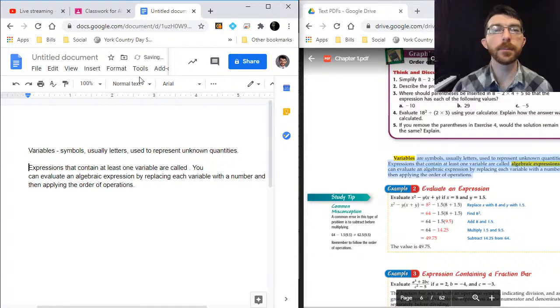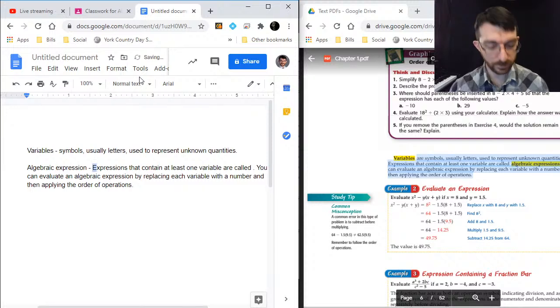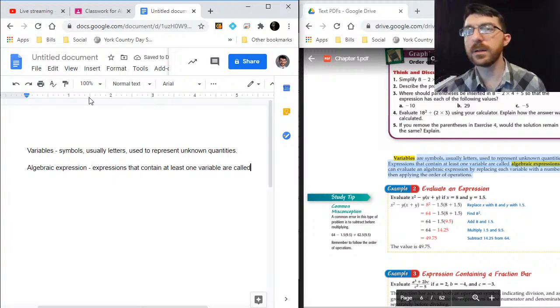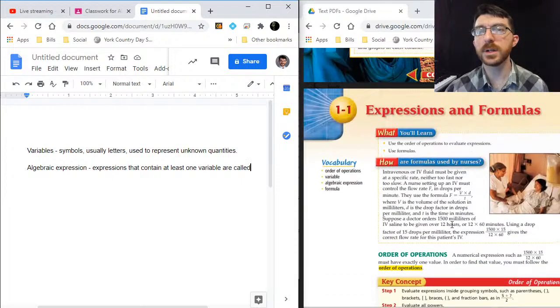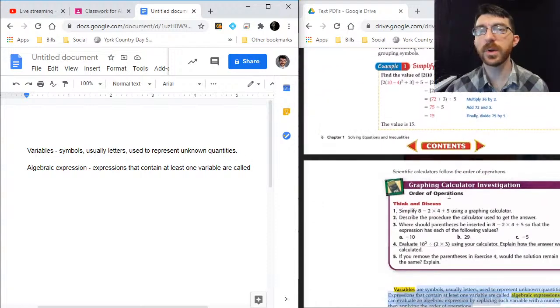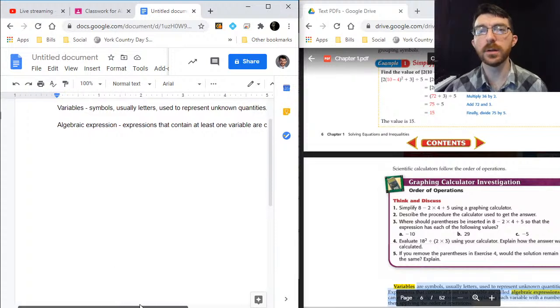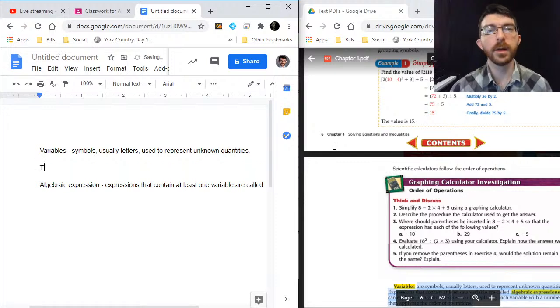Alright, so let's see. Algebraic expression. That would be expressions that contain at least one variable. Well, that's terrible because it didn't actually define expression. Is there a definition of expression here? Huh. Just going to assume the term expression. Look at this. It defines algebraic expression with the word expression. That's no good.